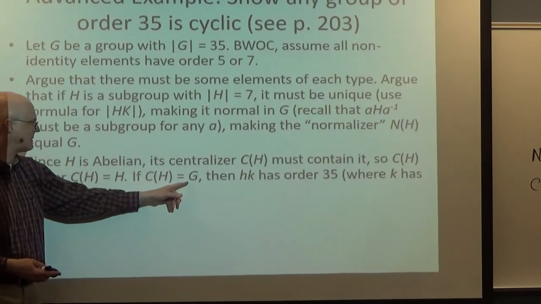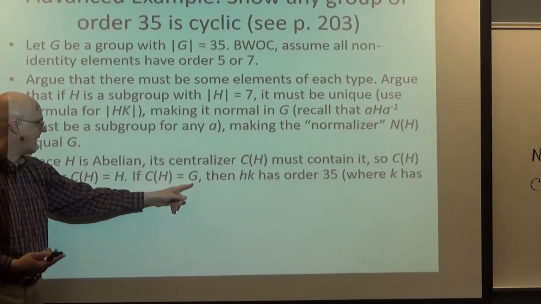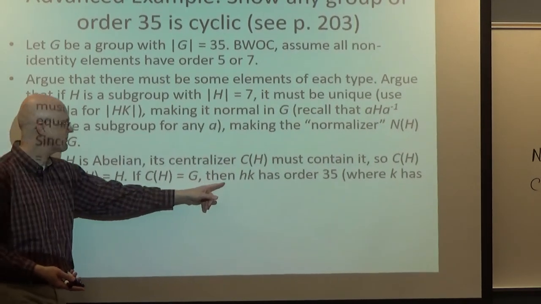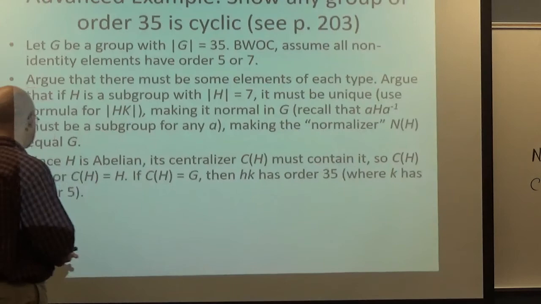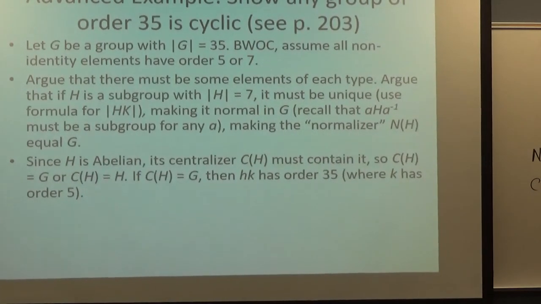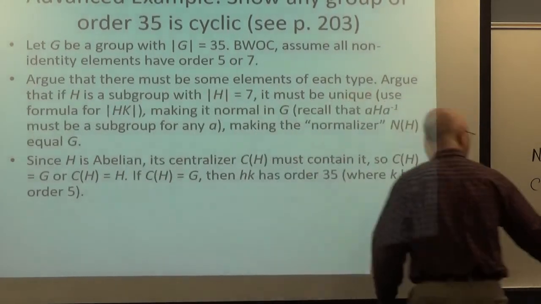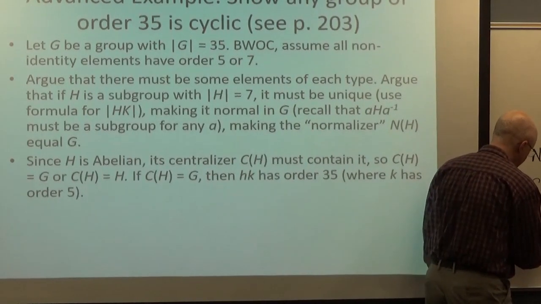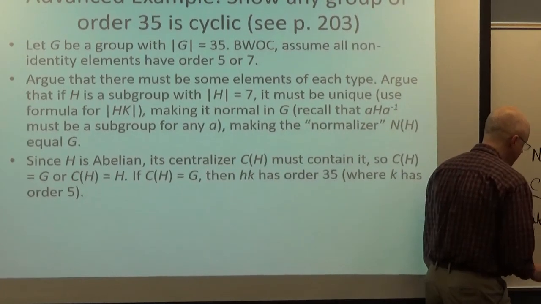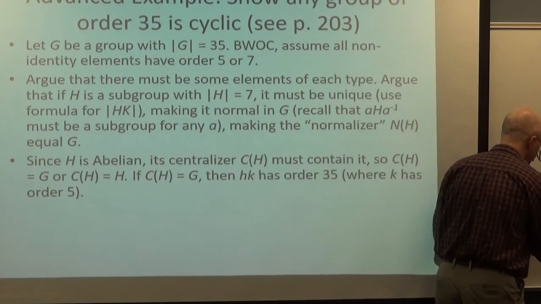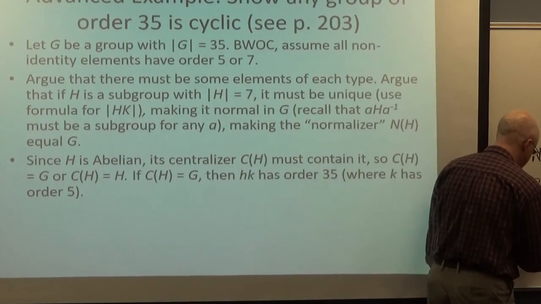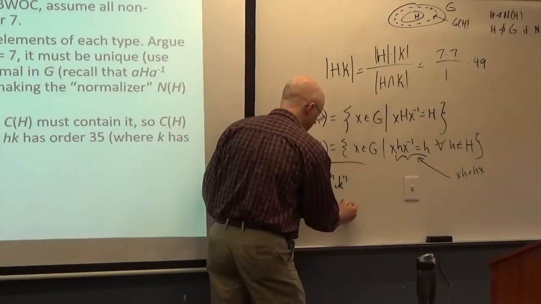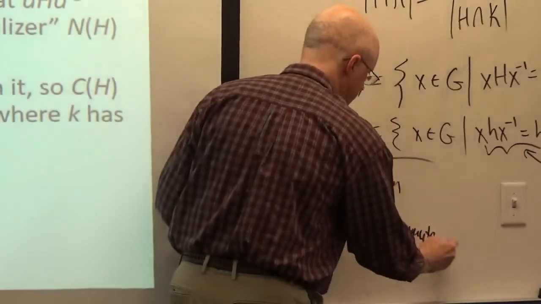If the centralizer happens to be G, meaning everything in G commutes with everything in H, then it turns out that this product, HK, has order 35, where K is an element of order 5. And remember, there did exist such elements. Because if everything in G commutes with everything in H, you'd be able to say that this property of exponents holds, since K and H commute. Remember, that property of exponents does not work in general.